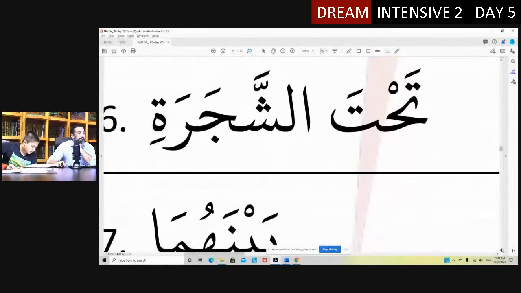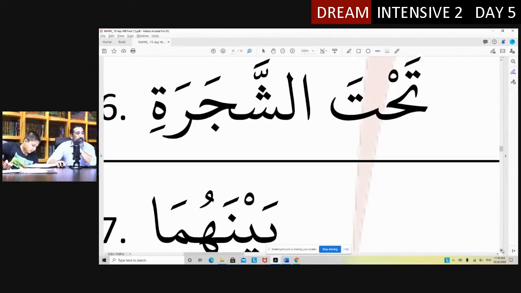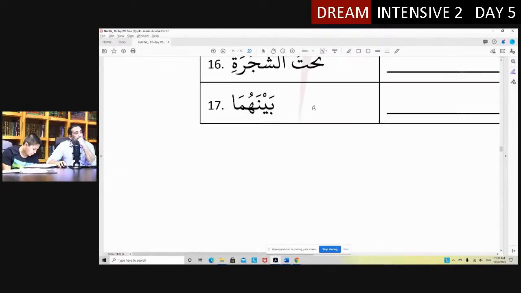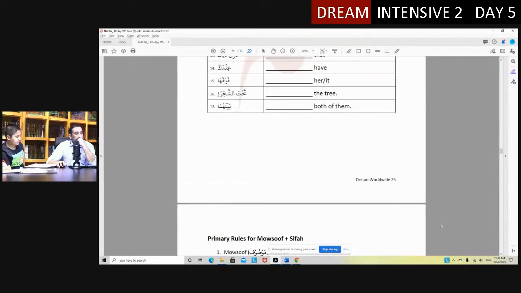Good. تحت الشجرة, below the tree. Tahta is the mudaf and then al-shajarati is mudaf ilayh. Good. بينهما, bainahuma, between both of them. Baina is mudaf and then huma is mudaf ilayh. Not so hard, is it?